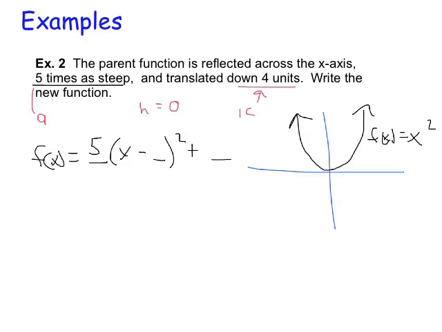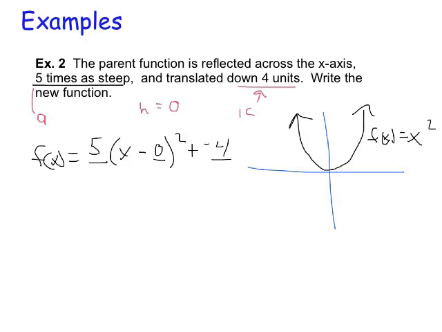So it's going to go like this. Okay, then I see it's translated down 4 units. That means it's going to be a negative 4 right there. And then I see there is no horizontal translation, so that's going to be 0 right there.